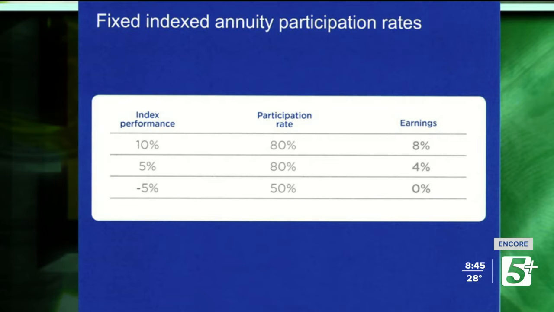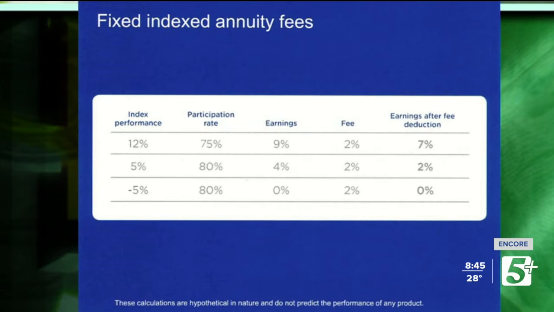Now, the next one is what are called the fees. Here in this next slide, we're combining a few different things, so I'm going to walk you through it line by line. To the left, you have the index performance, let's say it's 12%. If that market index goes up 12 and you have a 75% participation rate, you're going to earn 9, right? 75% of 12% is 9%. Now, if there's a fee in addition to that participation rate of, let's say, 2%, then my earnings after the fee is deducted is 7. So with that type of contract, if the market goes up 12, you would get 7.